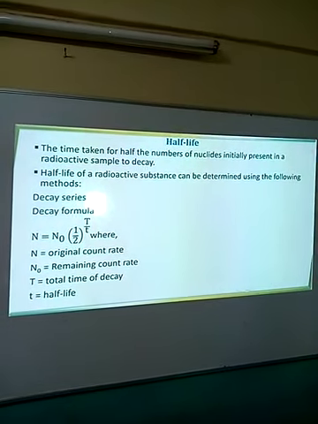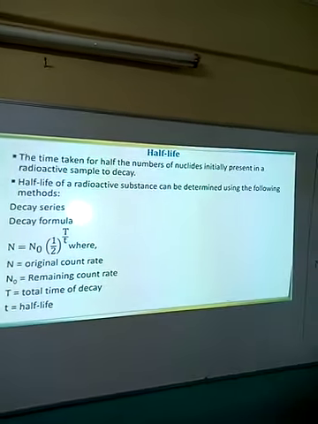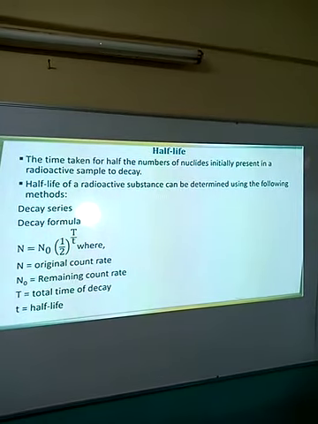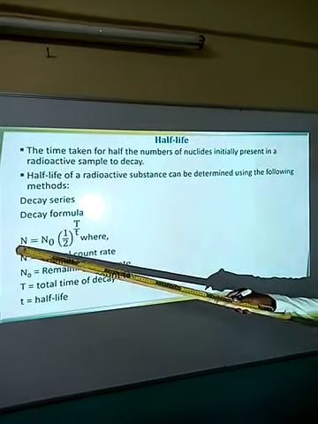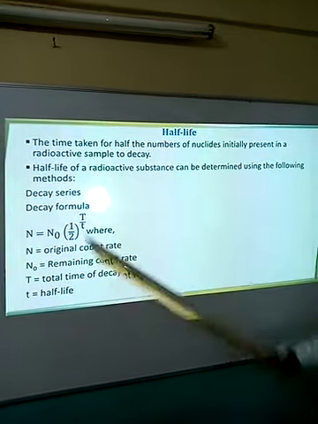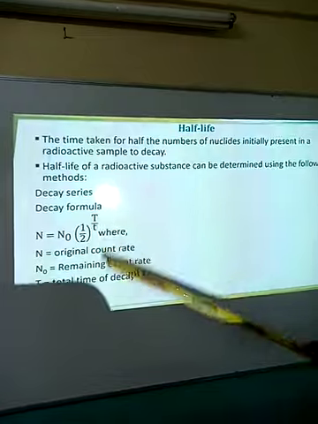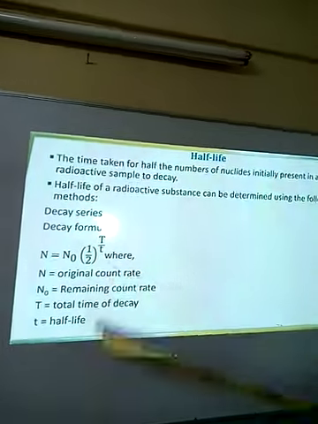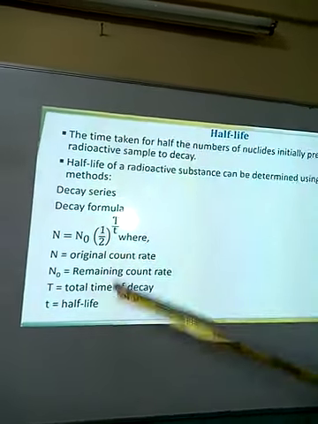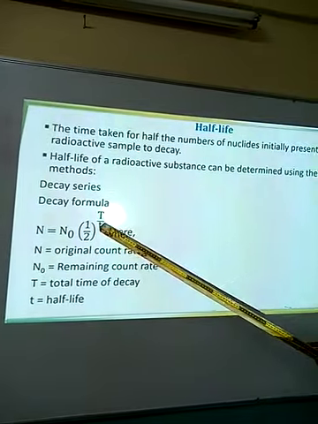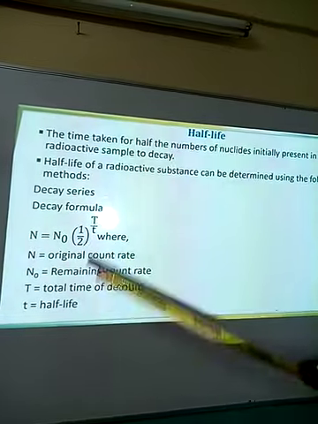The second method of determining the half-life of a substance is called the decay formula. The decay formula states that N, the number of nuclides originally present, or the mass of nuclides initially present, is equal to N naught into a half in brackets, to the power T over t, where T is the total time of decay, even if it is 5 years, and this small t is the half-life. They didn't indicate t half, but we just use it as given in that formula.